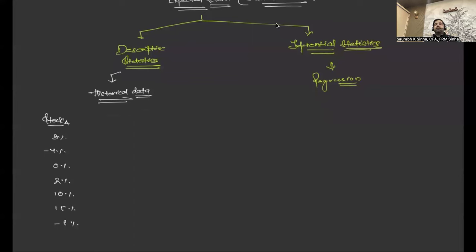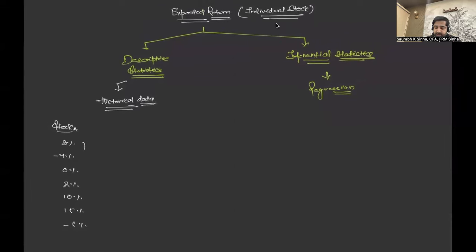Now, what descriptive statistics is saying is just take out the mean of this data, the mean of the historical data, and that would be your expected return. This is what your curriculum is stating. But I'm trying to give you the logic of why your curriculum is saying that just take out the mean and give the expected return. There is a logic related to it.